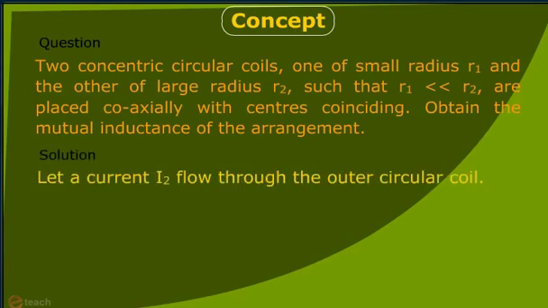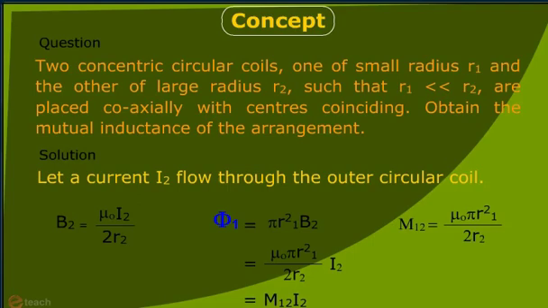Solution: let a current I2 flow through the outer circular coil. Then B2 is equal to mu naught I2 by 2 R2. Phi 1 is equal to pi R1 square B2, that is equal to mu naught pi R1 square by 2 R2 into I2, that is equal to M12 into I2. Therefore, M12 is equal to mu naught pi R1 square divided by 2 R2.